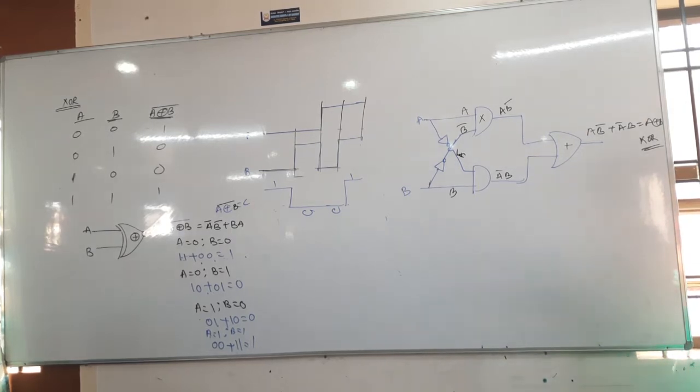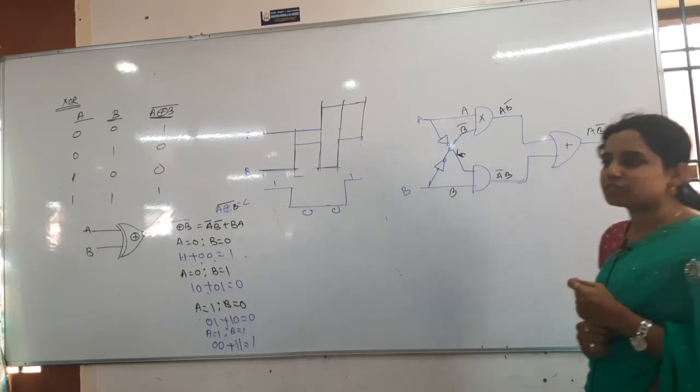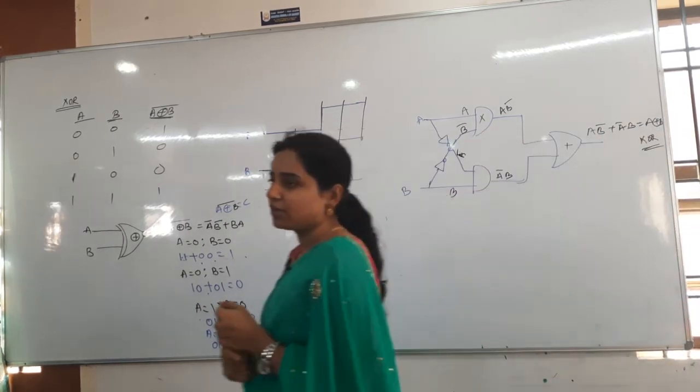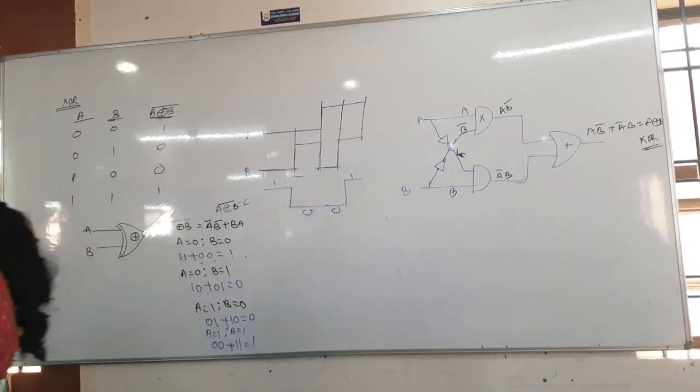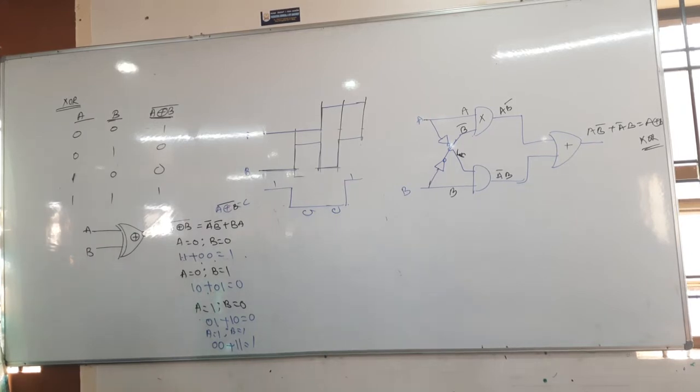In the same way you draw the XNOR, the combination of the gates. XNOR. By using the Boolean expression only, you draw that.